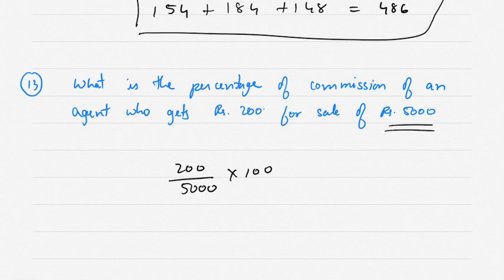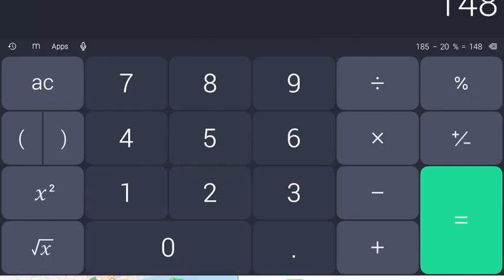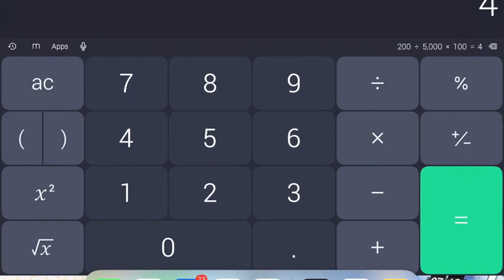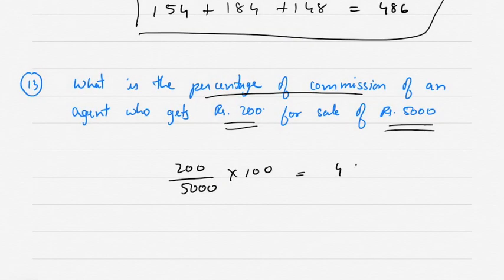Right? When he sold goods worth 5,000, he got a commission of 200. So you have to find the percentage of commission. So 200 divided by 5,000 into 100. How much does this come to? I think it should come to 4%. Let's see. 200 divided by 5,000 multiplied by 100. Yes. So 4% is the answer. Right?